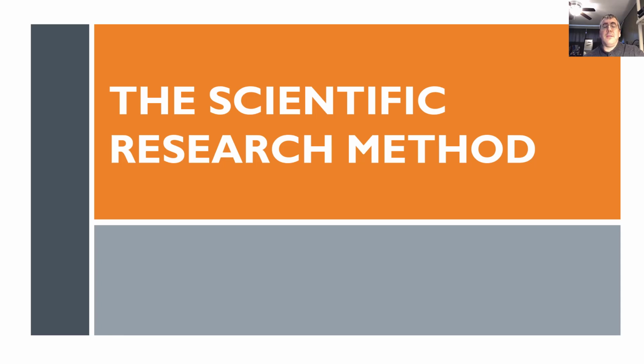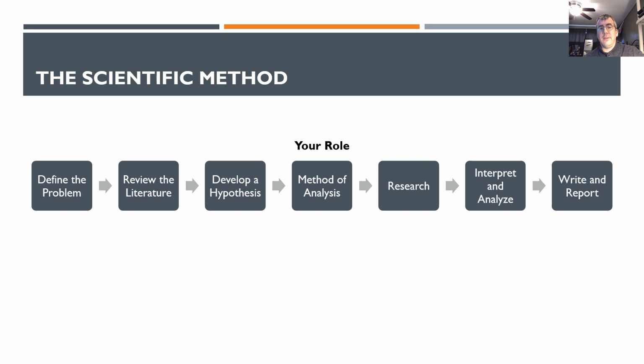While the scientific research method is usually thought about in terms of the natural sciences, social scientists, sociologists, psychologists, political scientists, they utilize the scientific research method when carrying out their research. So, your role as the social scientist is as follows. You define a problem, particularly a social problem or a social phenomenon. You review the literature. You read a bunch of articles about how other people have studied this problem or phenomenon. You develop a hypothesis or an educated guess about this phenomenon and the problem and the questions that you want to study. You pick a method of analysis, which most of this lecture is based on.